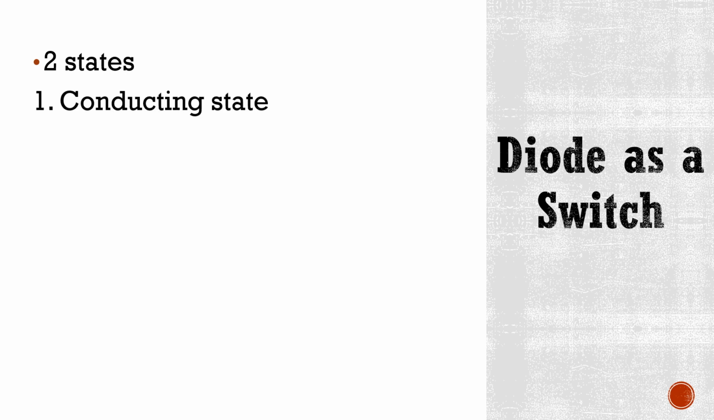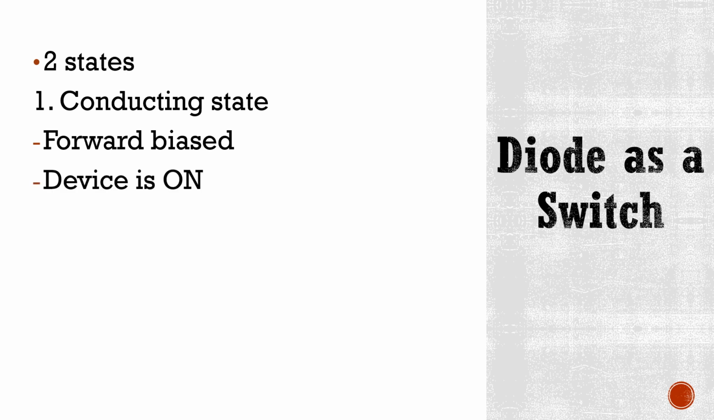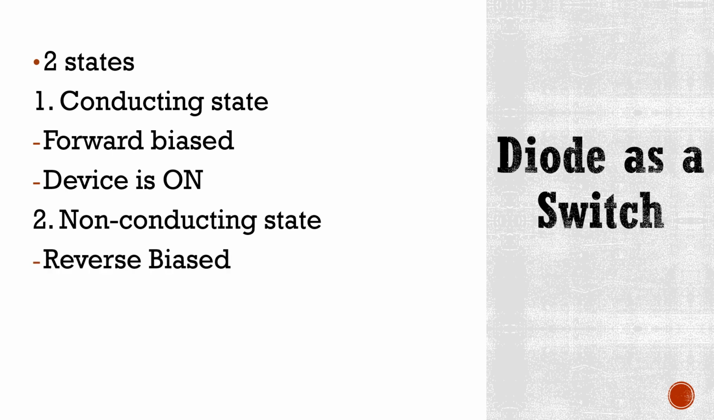Now we will understand applications of diode. First, we will look at how diode acts as a switch. When the diode is acting as a switch, it can be in one of two states. The first state is a conducting state. In this state, this diode is forward biased, or we can say that the device is on. And the second state is non-conducting state. In this state, the diode is reverse biased, or we can say that the device is off.